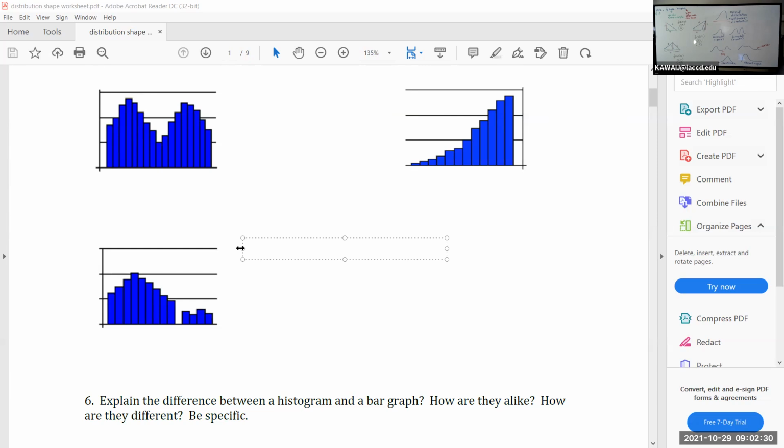So this one would be bimodal, and we have a gap. Now, the only common one that they haven't shown you here, let me draw it for you, is what's called a constant distribution.